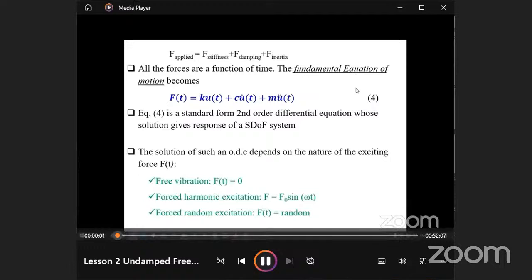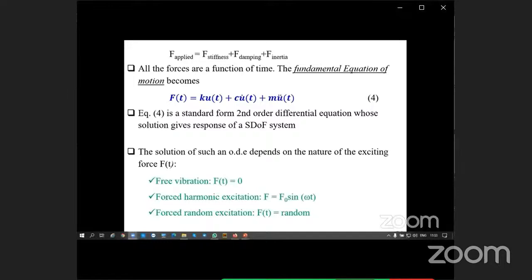This is what we call the fundamental equation of motion. Whatever the system that you shall be having, whether 4 degrees of freedom, whether infinite degrees of freedom, this is the fundamental equation of motion. At any one time, either all of these are acting together, or depending on the condition, one of the components might collapse, or we might eliminate it.